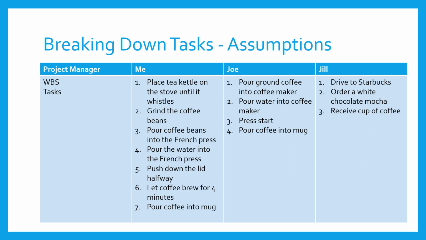Each project manager creates their own set of tasks, but all of them are different. Each of us has completely different assumptions about the project based on our past experiences. I assume that we have a tea kettle, Jill assumes that there's a Starbucks nearby, and all of us assume that coffee beans are in the budget in the first place. We should be asking ourselves which assumptions are correct and how do we verify that those assumptions are correct.